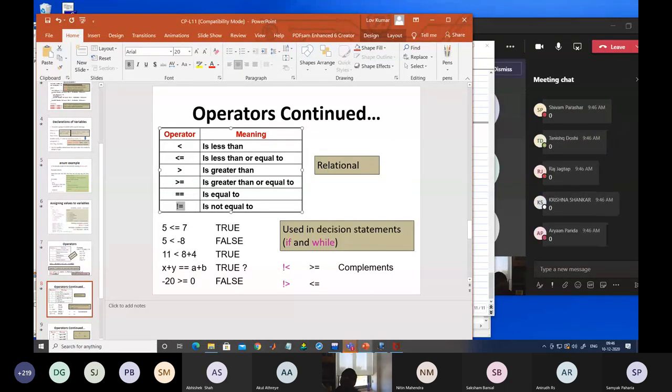Now assume that we are talking about float numbers. 1.0 divided by 3. What is the output you will get? Just check the chat box. Some student is giving 0.33. And now the same thing, 1.0 divided by 2. What is the output you will get? 0.5. All are saying the same answer.